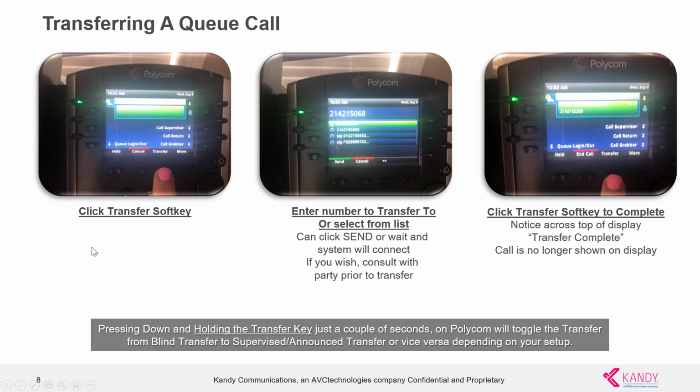If supervised transfer, again also called announced or consultative transfer, is the default, then you will press transfer, dial the number, and then once it connects, you can talk to them and you will need to hit transfer again. But if you want to toggle it to be the other type, if you press transfer just a couple of seconds here, it will change it from either blind or supervised to the other type. So again, holding this button just a couple of seconds will allow you to change that to the different type of transfer.